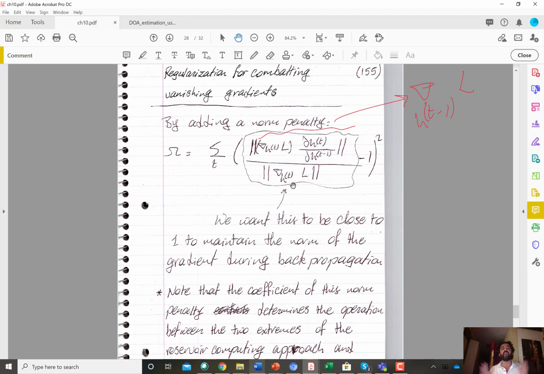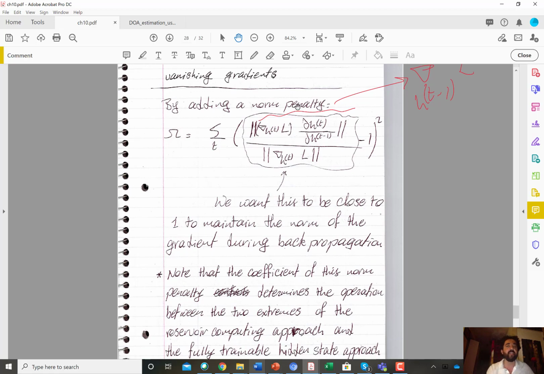So basically you add a norm penalty, and that norm penalty is the summation over all time steps of, for each time step, in the numerator the norm of the gradient of the loss with respect to h of t times the Jacobian of h of t with respect to h of t minus 1, which gives you the gradient of the loss with respect to h of t minus 1, divided by the norm of the gradient of the loss with respect to h of t. You want that division to be as close to 1 as possible. And then you square, because you don't care if it's less than 1 or more than 1, you want to penalize both directions in the same way.